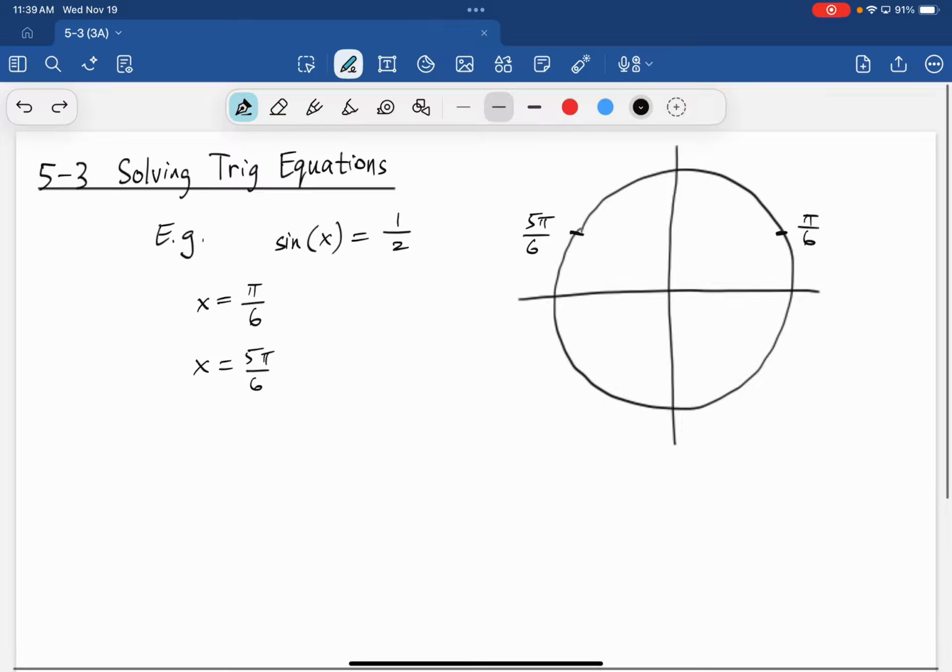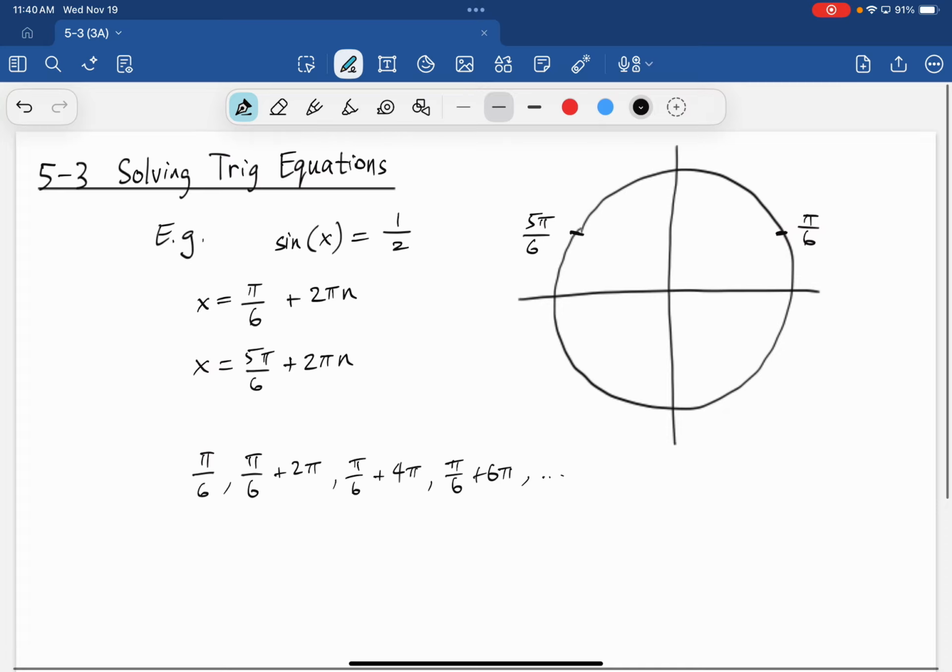And so not only is pi over 6 a solution, but we also need to include pi over 6 plus 2 pi, right? Because it has a period of 2 pi. And not only pi over 6 plus 2 pi, but also pi over 6 plus 4 pi, and pi over 6 plus 6 pi, etc., right? And not only those, but also pi over 6 minus 2 pi, minus 4 pi, minus 6 pi. And so the way that we write all these solutions is we just say that x equals pi over 6 plus 2 pi n, where n is some integer. And also 5 pi over 6 plus 2 pi n, where n is some integer.